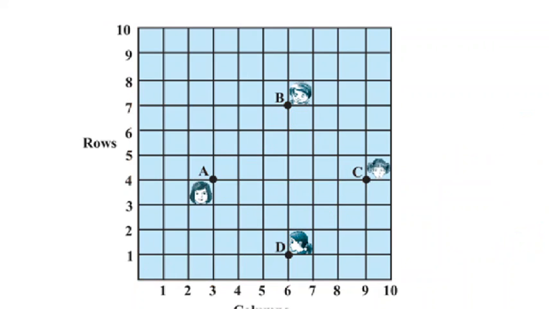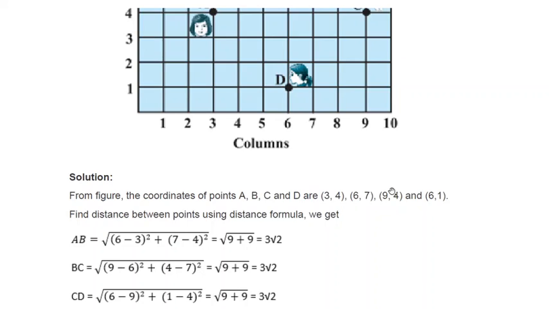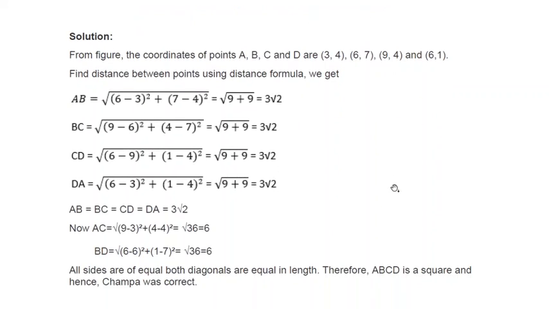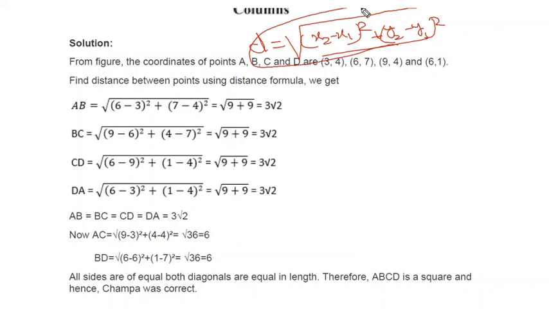Before moving to the solution, I would like to repeat the distance formula. I hope all of you know the distance formula, but I'll repeat it again for you. The distance d equals the square root of (x2 minus x1) whole square plus (y2 minus y1) whole square. You remember it. Now we will move to the solution part.